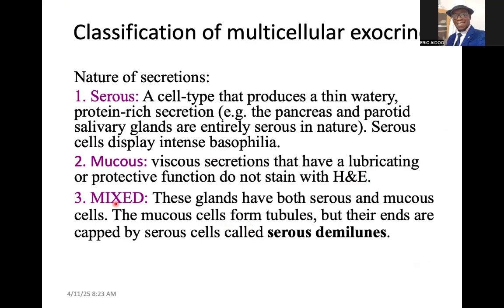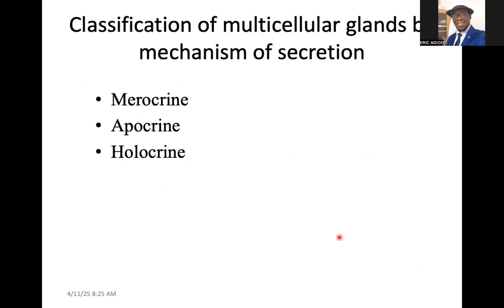Okay. And then the short serous portion that did not grow to a longer extent becomes what we call the serous demilune, but it looks like a half moon. I'll show you some examples as we go on.